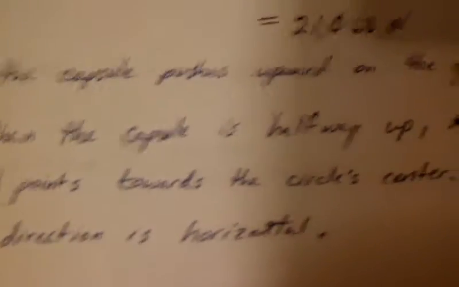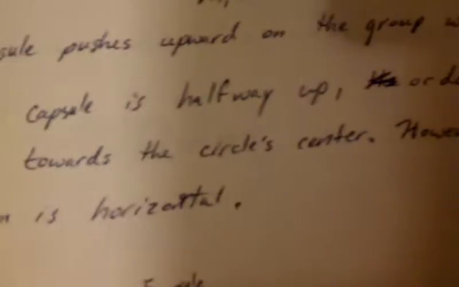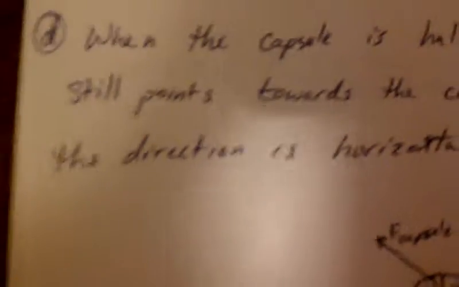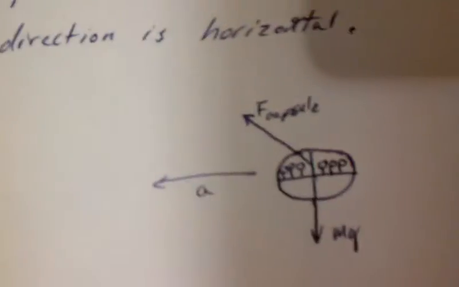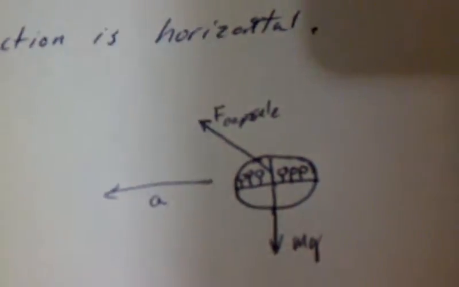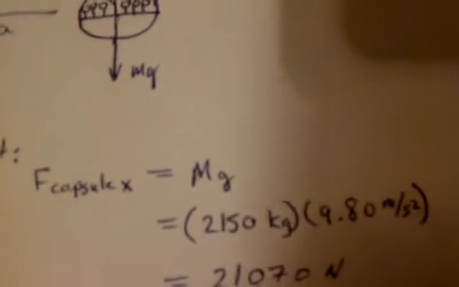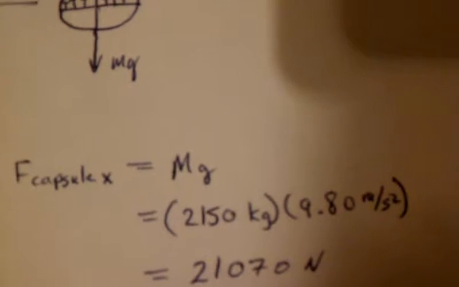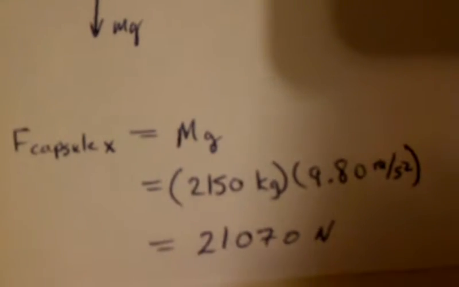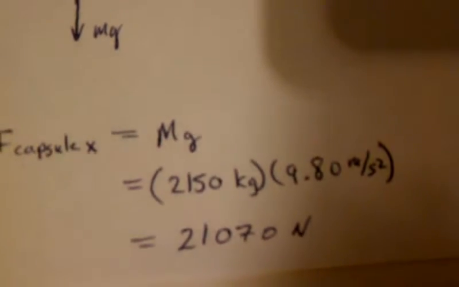When the capsule is halfway up or down, the net force still points towards the center of the circle. However, the direction of the acceleration has to be horizontal, as it shows in the picture. There's the people in the capsule. So you have to find the vertical component, which is mg. So you type the kilograms times the meters per second squared, and you get 21,070 newtons.